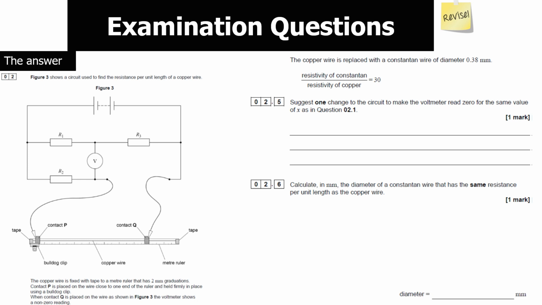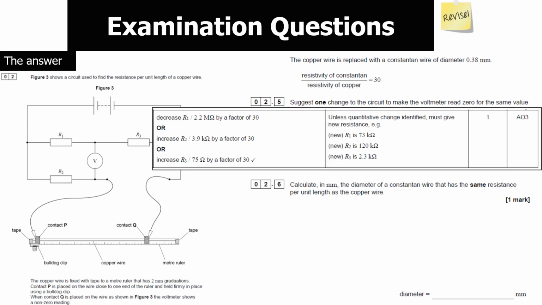Right, so how do you answer this first question? You've got to just think numerically about what's going on. So the idea is we want to make our voltmeter read 0 for the same value of X. So what you could do is look at what you could do for R1, R2 or R3. Because the resistivity has increased by a factor of 30, you could decrease R1 by a factor of 30, or you could increase R2 by a factor of 30, or you could increase R3 by a factor of 30. Think about how changing that resistivity will affect the overall value, and think about how you can link it into the equation shown.